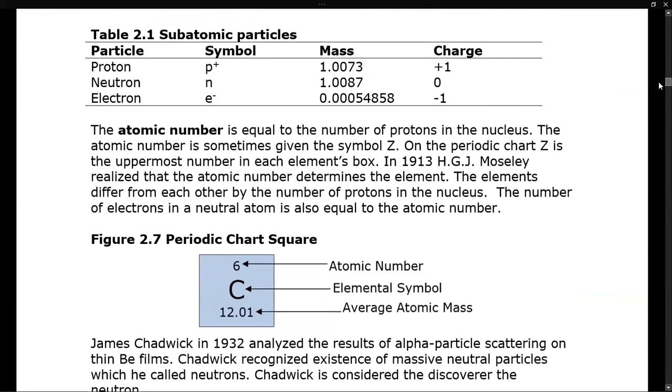So these are the subatomic particles and their symbols. Elements always start with a capital letter, but the symbols for subatomic particles are always lowercase, so that you can tell which one's which. So we have the proton, lowercase p positive is its symbol, mass about 1 atomic mass unit, charge of +1 atomic charge units.